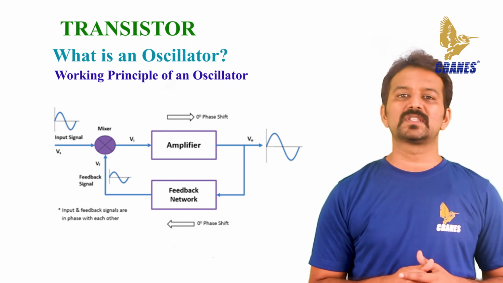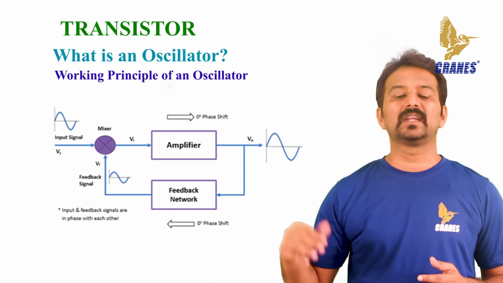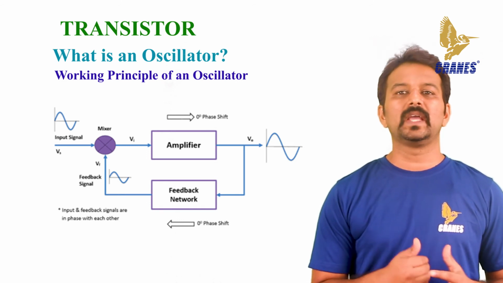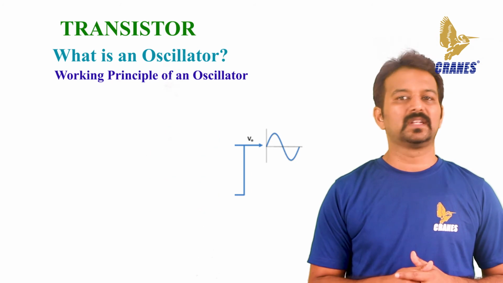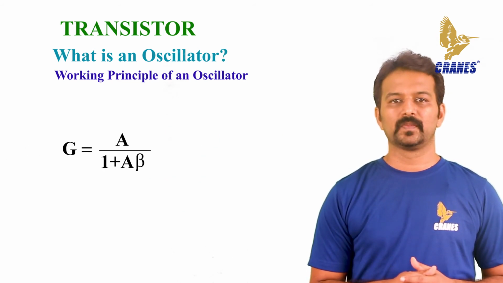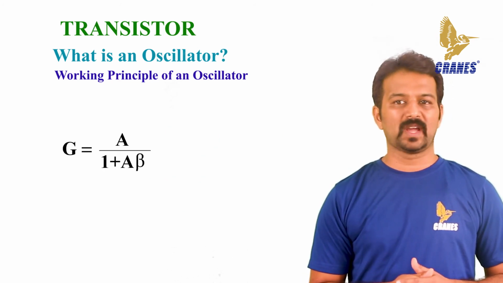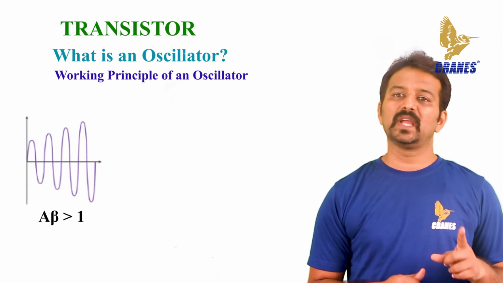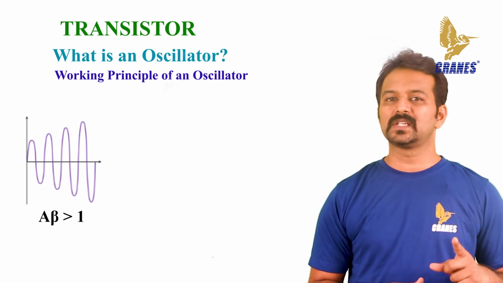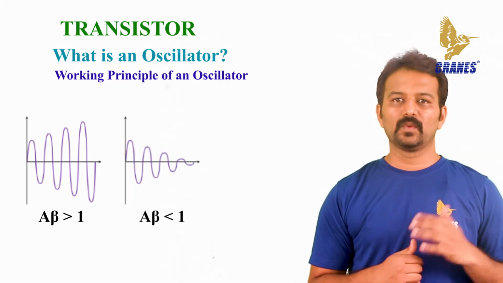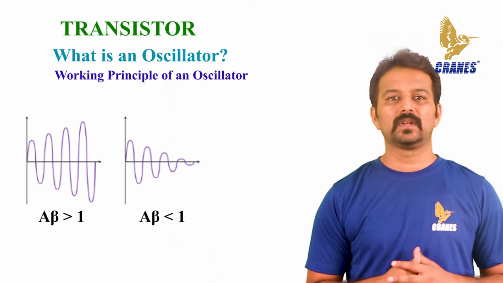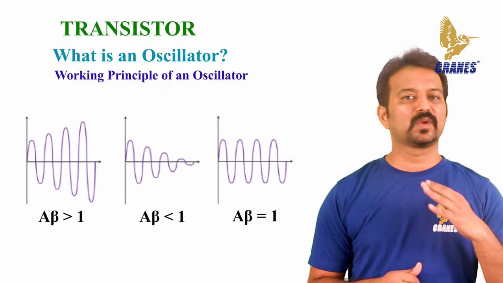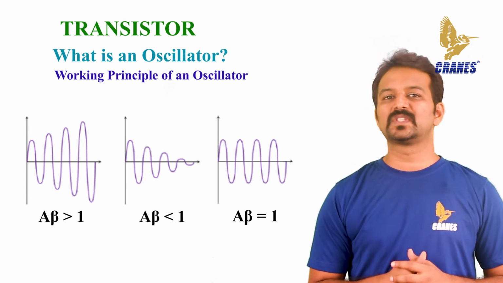This noise signal travels around the loop, gets amplified and converges to a single frequency sine wave very quickly. The expression for the closed loop gain of the oscillator is as shown, where A is the voltage gain of the amplifier and beta is the gain of the feedback network. Here, if A into beta is greater than 1, then the oscillations will increase in the amplitude, while if A into beta is less than 1, then the oscillations will be damped.